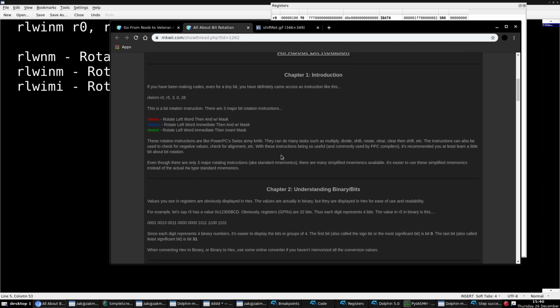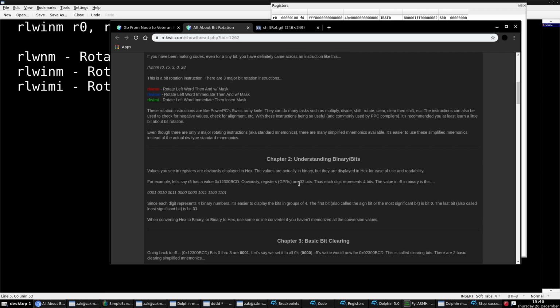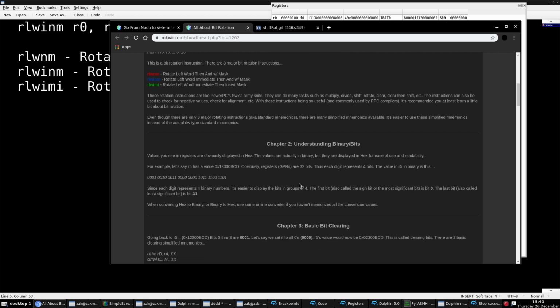Going back to these bit rotation instructions, they're like the PowerPC Swiss Army knife. You can multiply, divide, shift, rotate, clear then shift with these instructions. You can check for negative values, alignment, check if a number is divisible by another number. The possibilities are basically endless, so this is why it's really important to know these instructions. But they're so difficult to understand that even real programmers on forums ask about PowerPC, saying, well, I don't understand these bit rotation instructions. Once you understand these, your knowledge in ASM is going to increase by a drastic amount.